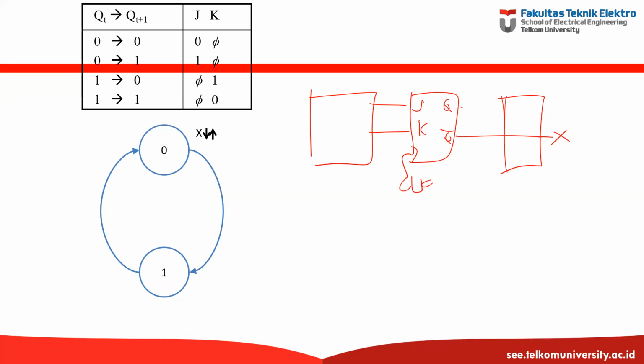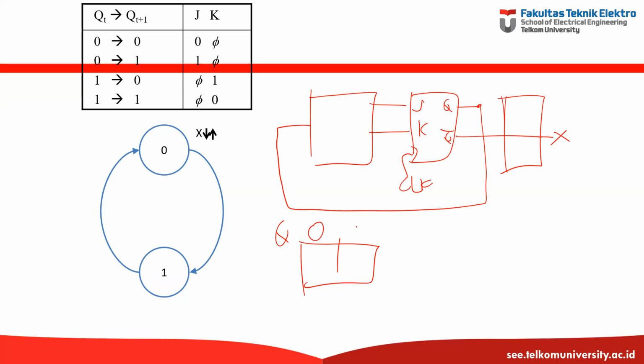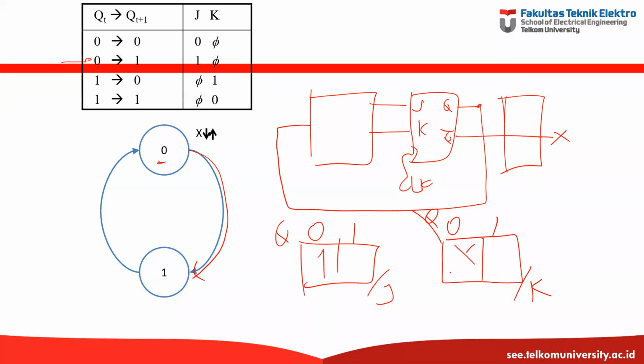Now, suppose the feedback starts from the Q. So Q could be 0, it could be 1. This is for the J, and this is 0, 1 for K. Now, Q is 0. That means we are here. The present state is 0. Clock, it will change to 1. 0 to 1. This is the transition, 0 to 1. That means J is 1 and K is don't care.